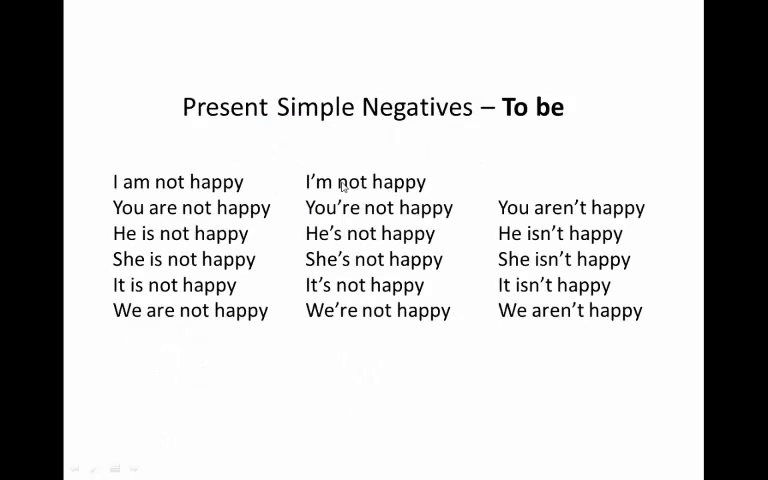Except. To be. When we make a present simple negative with the verb to be, it is different. There is no do. I am not happy. You are not happy. He is not happy. We just put not after the verb.